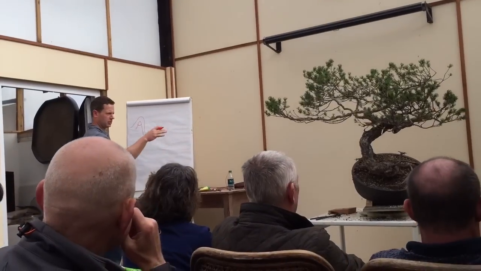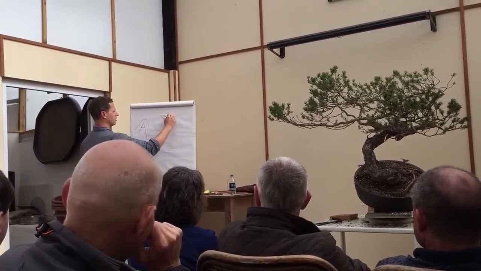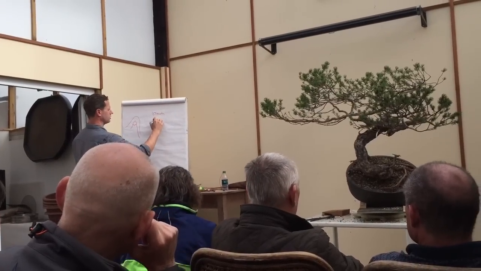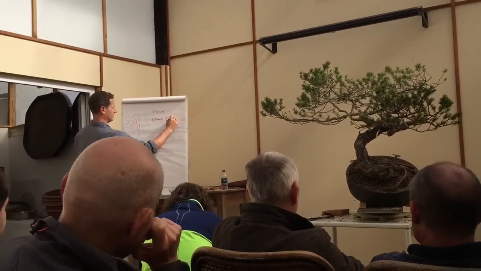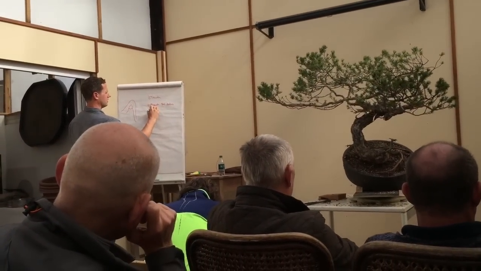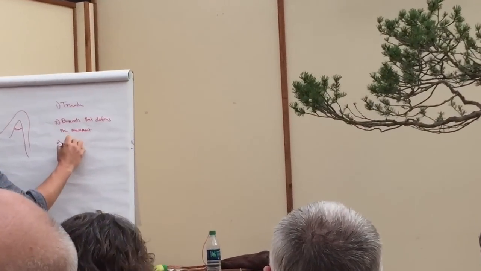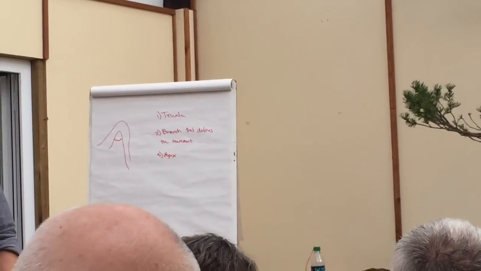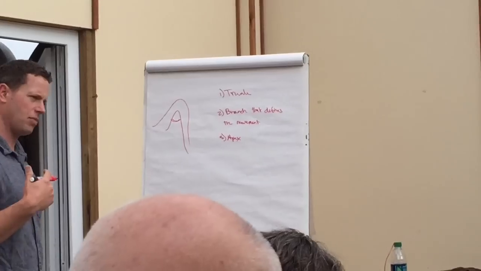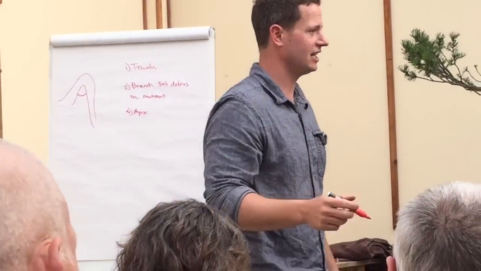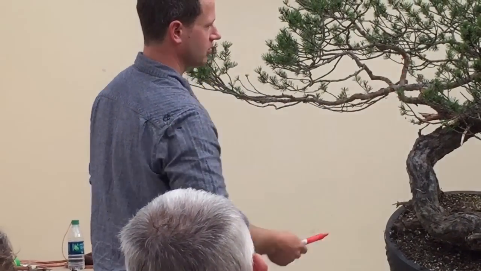Okay? Three major elements that we've got to consider in the design process. Number one is our trunk. Number two, the branch that defines the movement, where does that branch come from? And number three, where does our apex come from? Okay, so we said, listen, we need to find the line, the best line base to tip, right? And we decided that it wasn't gonna be here, that it was going to be here. So we've got to carry that same concept all the way through the design.